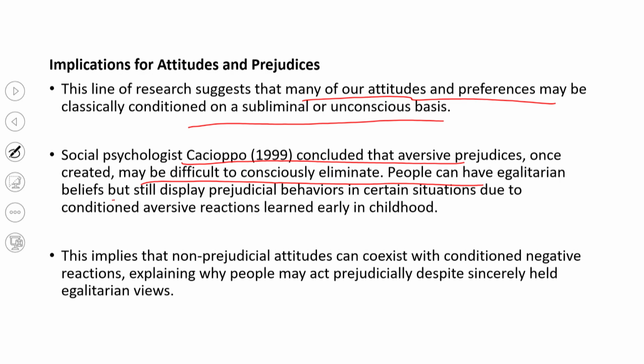People can have egalitarian beliefs, but still display prejudicial behavior in certain situations due to conditioned aversive responses learned in childhood. During childhood we learn a lot of these things classically conditioned with certain emotions, and even though you may have all these great ideas and neutral values, in behavior people are still biased. One of the reasons is this classical conditioning. They have connected certain emotional things with the judgments and attitudes that they have.